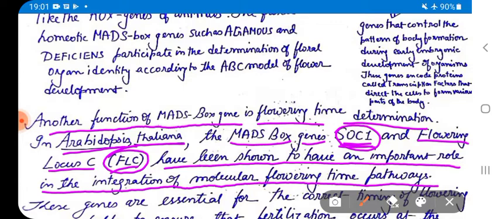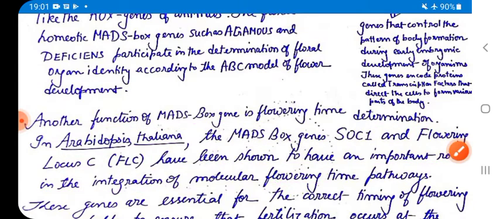I don't think that the SOC1 full form has been mentioned somewhere. Okay, I have got that name. SOC1 full form is Suppressor of Overexpression of CO1. CO1 is actually CONSTANS, which is involved during photoperiod.